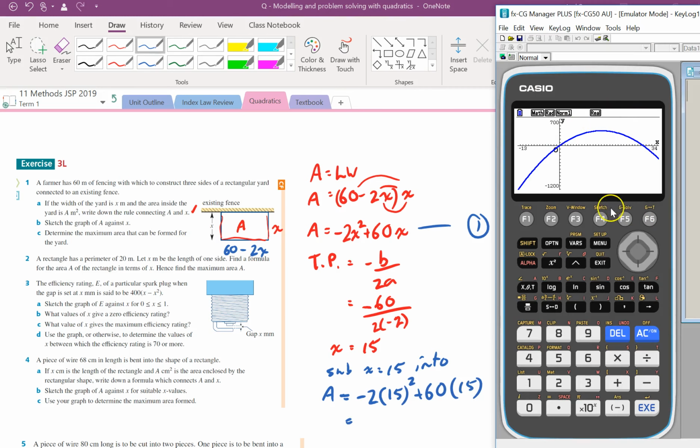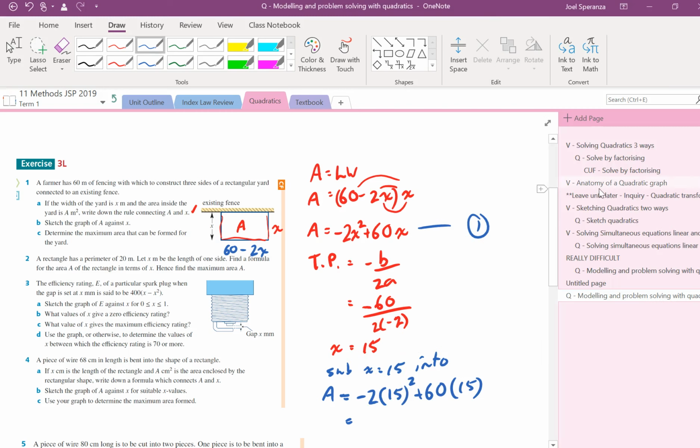The other way we can do it, and I'll do it here, is to G-solve it and click the max button. And if I type that into my calculator, I should get a y value of 450, which looks about right. All right, so that's the max area of my yard.